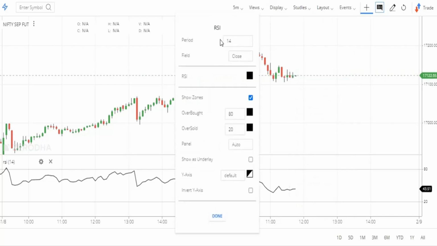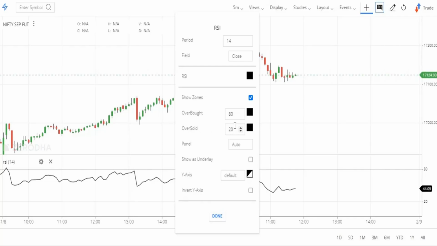Now, as you can see, we have our settings over here. As we click on this RSI, we have the settings. Period. What does period mean? Period is 14. Period 14 means the RSI value that we are getting over here is of the last 14 candles. The last 14 candles it is going to take into consideration to give the output. And then we have overbought and oversold zones. What is the overbought zone level? It is 80 and the oversold zone level is 20.